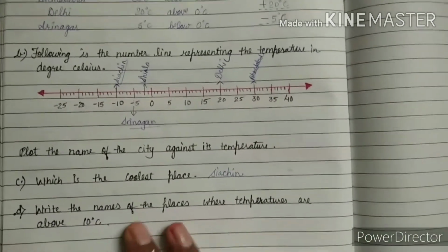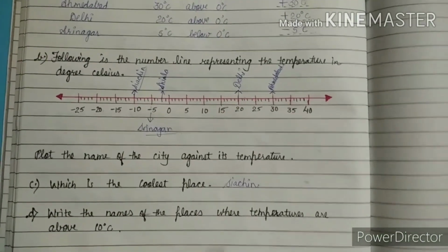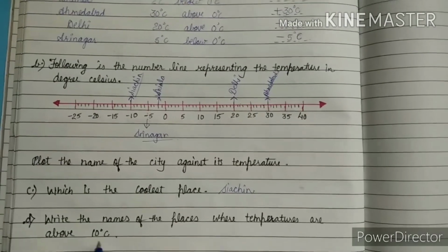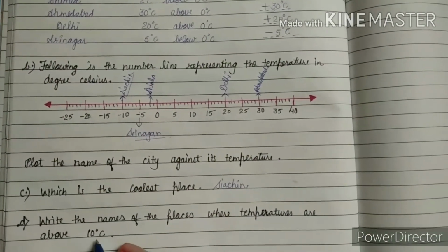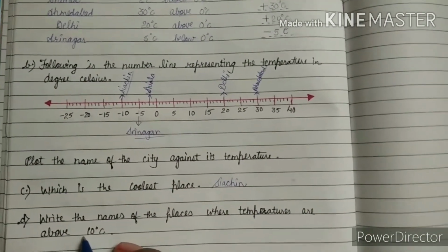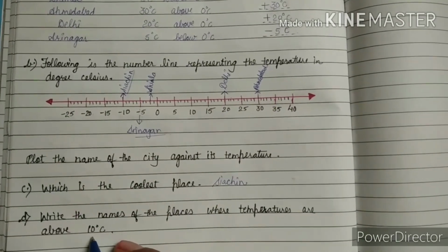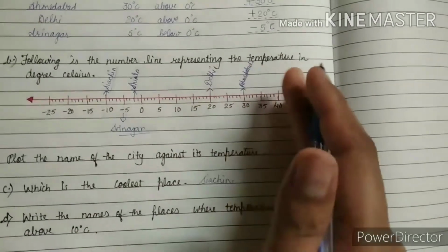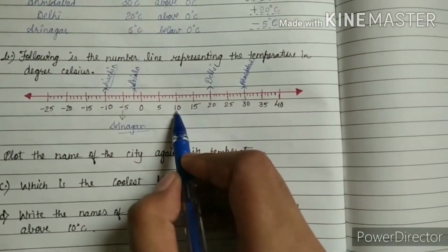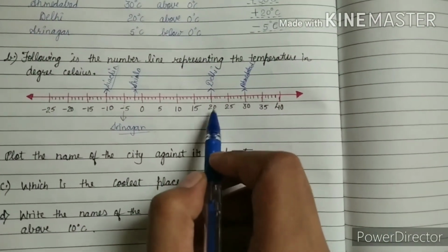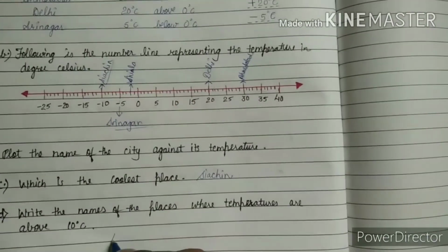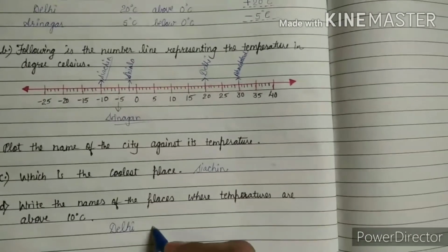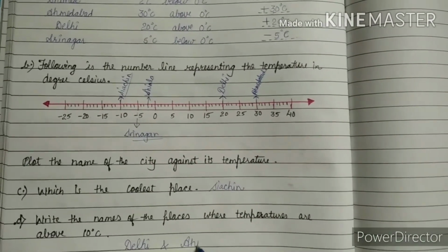And the last question, D. Write the names of the places where temperatures are above 10 degrees Celsius. It means more than 10 degrees Celsius. So this is positive. So we have to look at more than 10 on the positive side. More than means we have to go to the right-hand side here: 10, 15, 20. On 20 we have Delhi. So Delhi will come here. And Ahmedabad. So Ahmedabad.